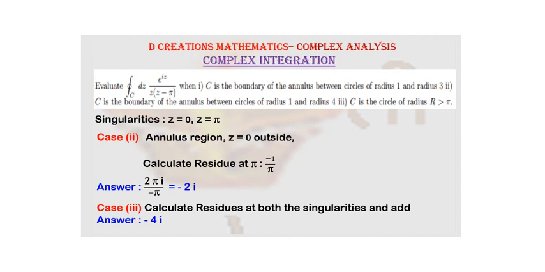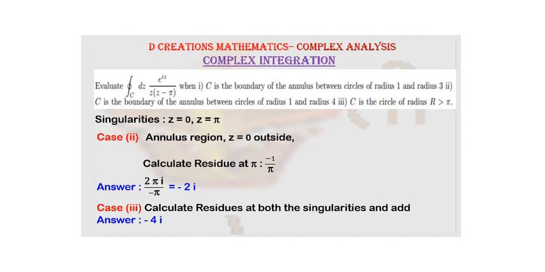Now, we know that e raised to i pi is basically cos pi plus i sin pi. Sin pi is 0, cos pi is minus 1. So that will leave you with minus 1 and in the denominator it will be pi. So the residue will be minus 1 upon pi. So the answer is going to be 2 pi i into minus 1 upon pi, which is the residue. So answer will be minus 2i.